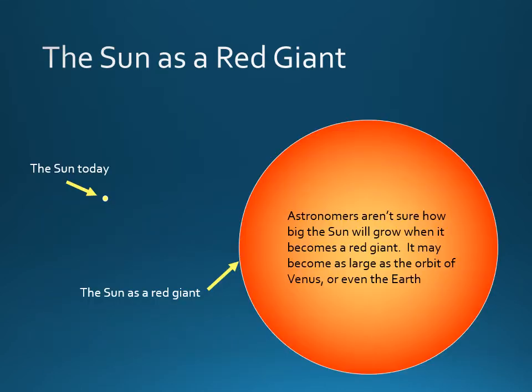The sun will eventually become a red giant. Astronomers aren't sure how big the sun will grow when it becomes a red giant. It may become as large as the orbit of Venus or even the orbit of the Earth. If it survives, the Earth will become uninhabitable.